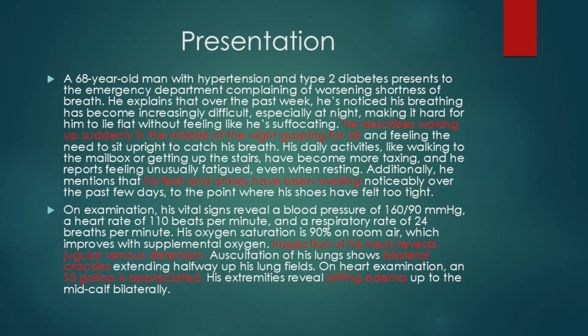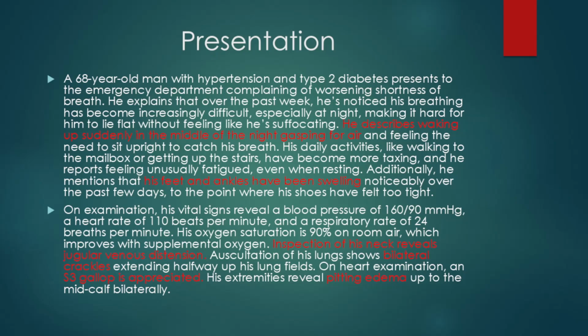And I'm not going to read through the whole thing, but what do you notice? You notice that he's describing symptoms of PND, right? Paroxysmal nocturnal dyspnea. He's also having some swelling in his extremities, some dyspnea on exertion. And when you inspect him, he has JVD, bilateral crackles on auscultation, as well as an S3. What does all of this mean?